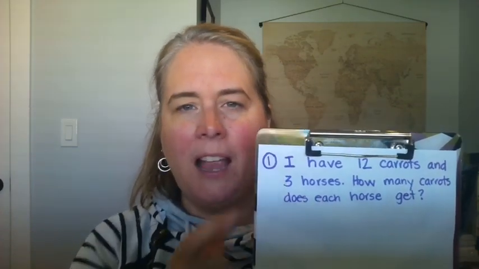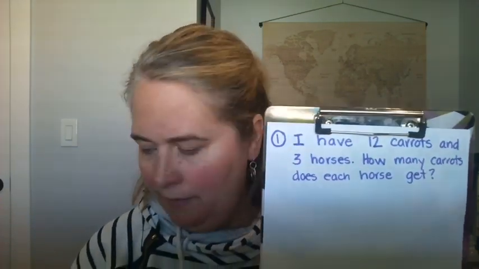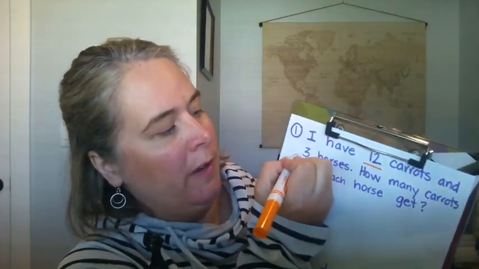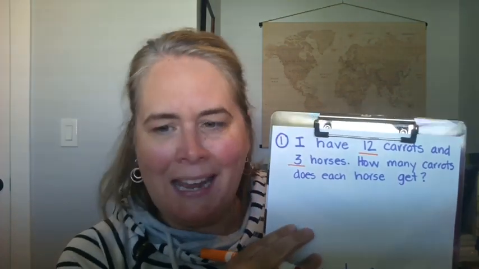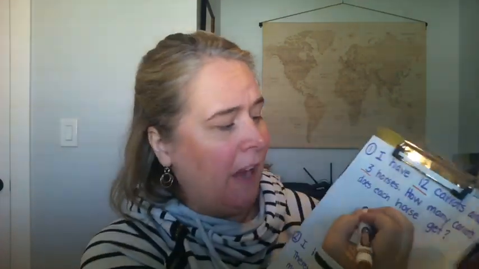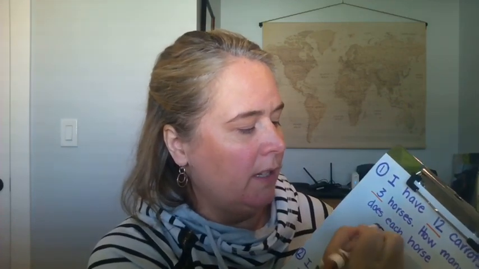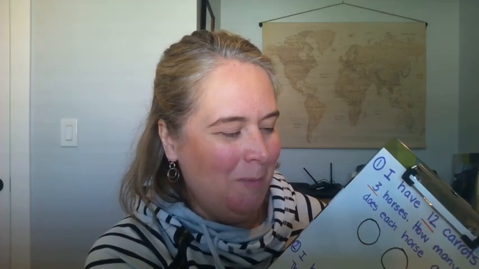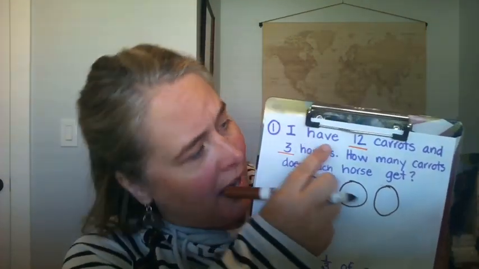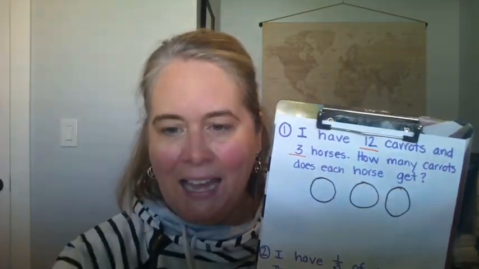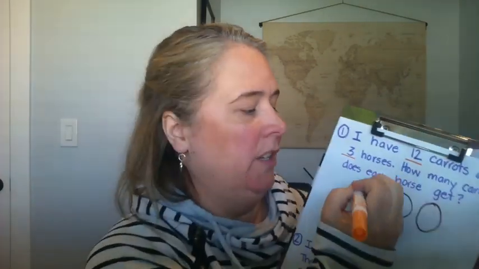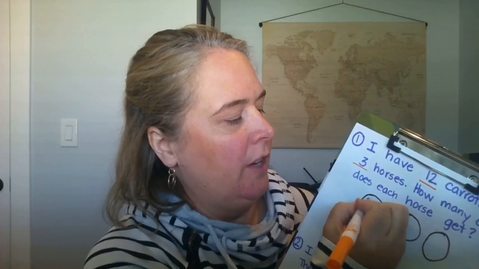So up here, I've written a problem. It says I have 12 carrots and 3 horses. How many carrots does each horse get? So I know that I have my 3 horses. So I'm going to draw my horses, although I'm just going to make them circles for today. There are my 3 horses. And then I know I take these 12 carrots and I can give them out, or I can share them to my horses. So in 3rd grade, it would look like this.